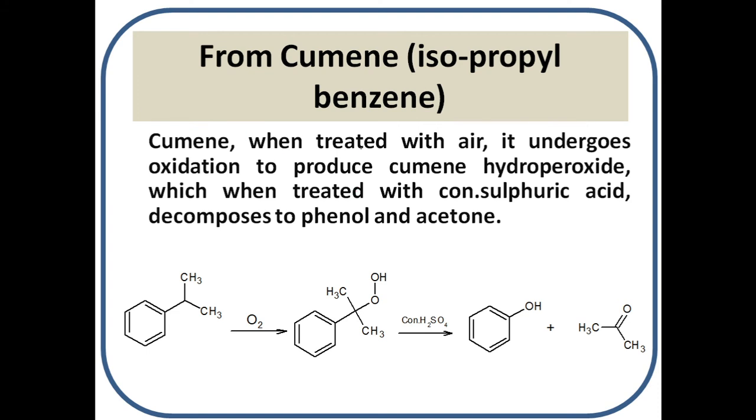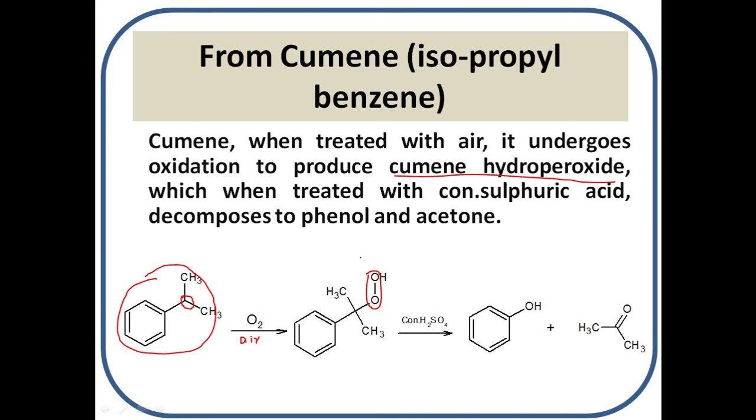Now we will see the preparation of phenol from cumene. Cumene, when treated with air, undergoes oxidation, that is aerial oxidation. Aerial oxidation of cumene produces what is called cumene hydroperoxide. This is the reaction. The cumene, isopropyl benzene, when treated with air, the oxygen in air reacts with cumene at this reactive center to give this type of peroxide linkage. Oxygen peroxide linkage will be formed.